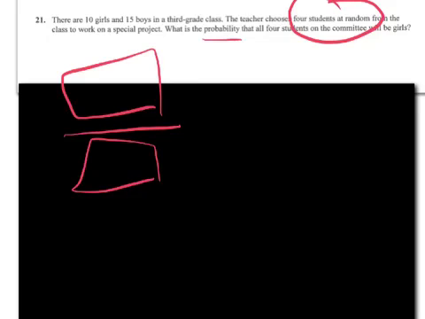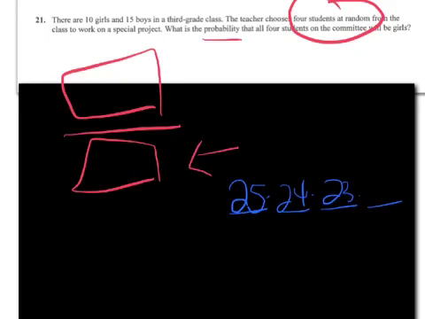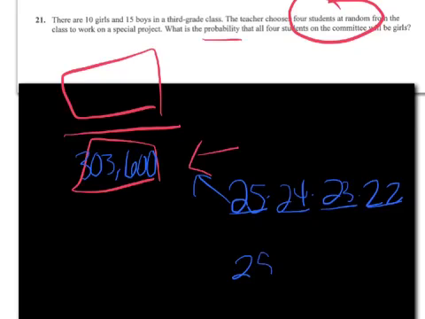On the bottom, I want all possible outcomes for this class. The teacher is going to pick 4 students at random. Picking 4 students from this class, he has 25 choices, then 24, 23, and 22. That goes on the bottom of this fraction. And I believe it's 303,600 ways he can choose 4 students from his class of 25. By the way, that would be 25 choose 4.